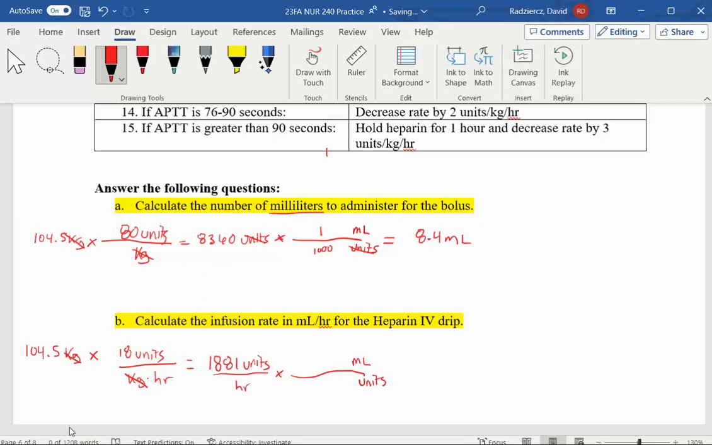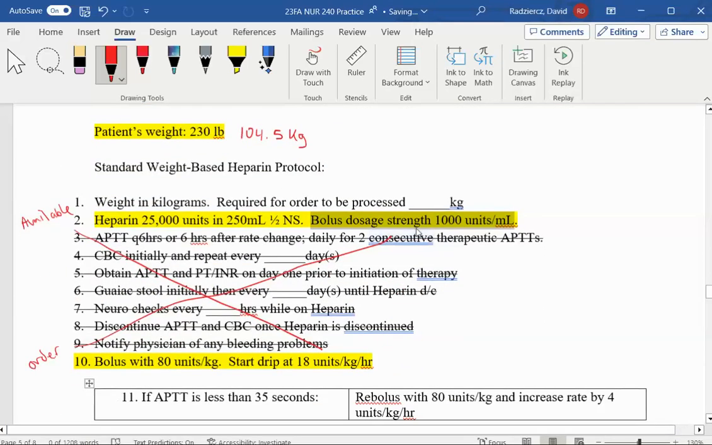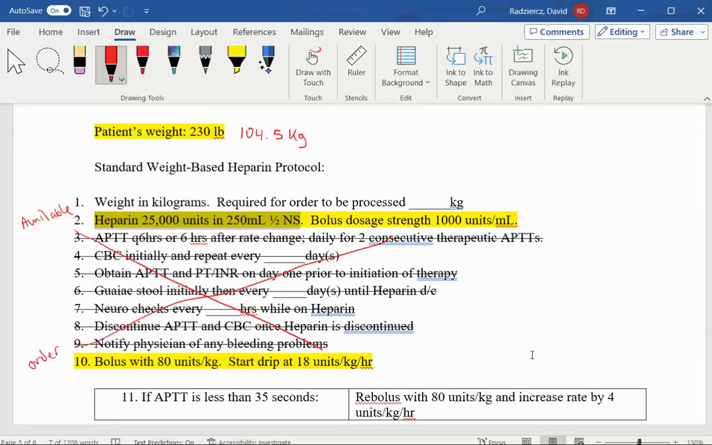Now, in the past, I've seen people do this. They go right back to the bolus dose, but we're not talking about bolus anymore. We're talking about the IV. So we're going to use the heparin 25,000 units in 250 milliliters, half normal saline. So we're not going to use the bolus dose. We're only going to use the bolus dose for bolus calculations. We will use the IV for doing the infusion rate.